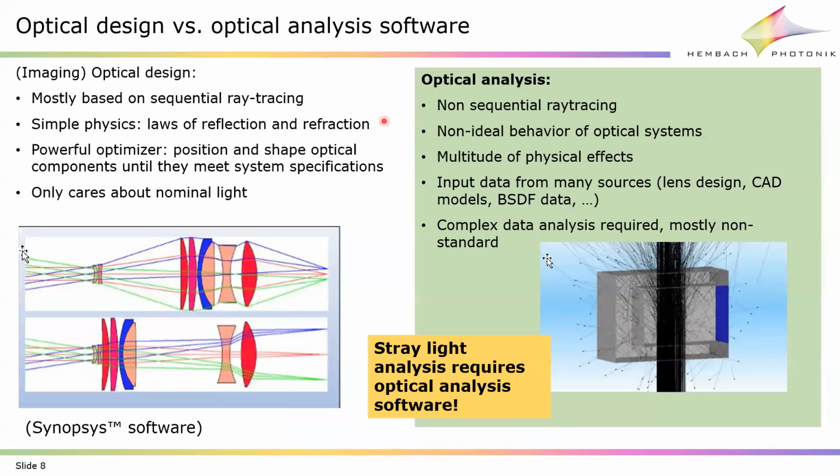Now, where to start? Let me first compare optical design and optical analysis software. So optical design software, typically for imaging optics, is mostly based on sequential ray tracing. It uses rather simple physics, essentially the laws of reflection and refraction. But that makes these software products very strong. They have a powerful optimizer to modify the position and shape of the optical components until they meet system specifications. Normally, they only care about nominal light.